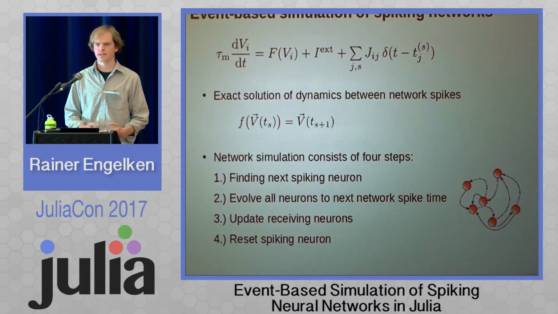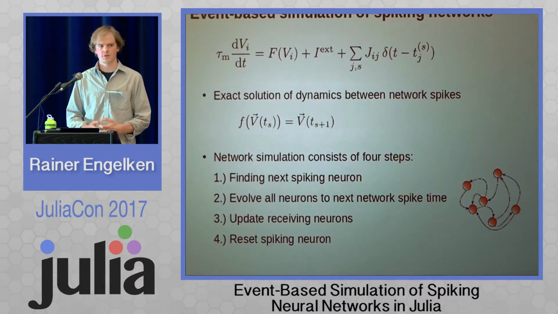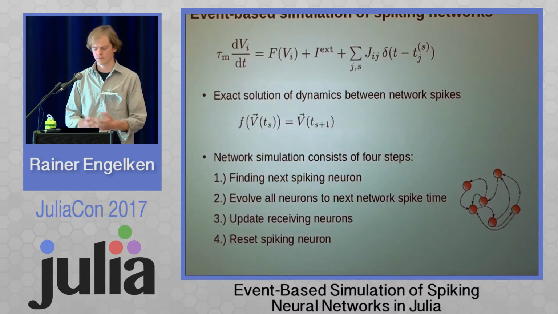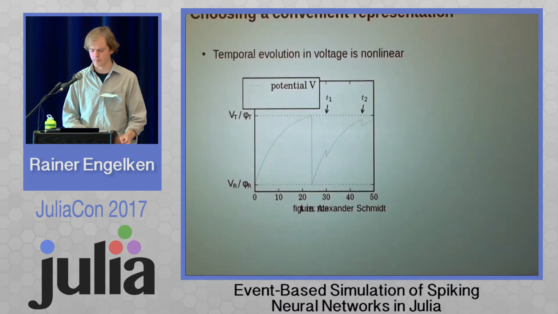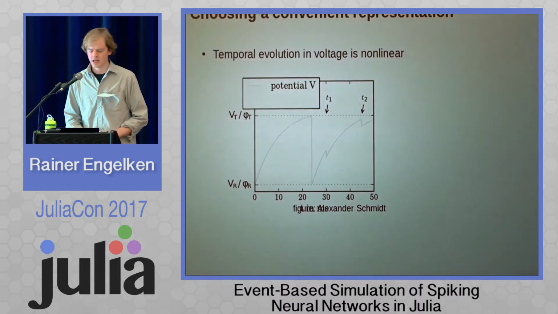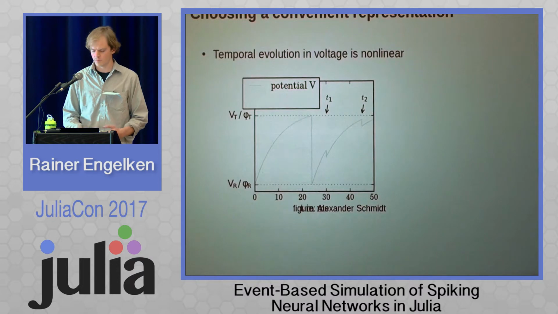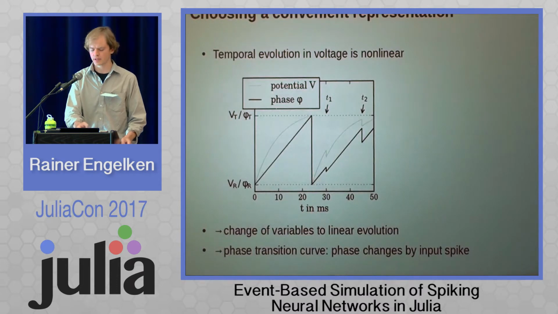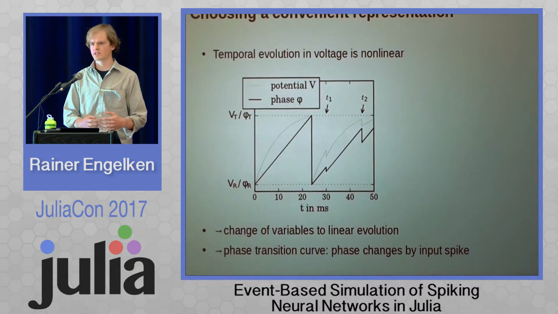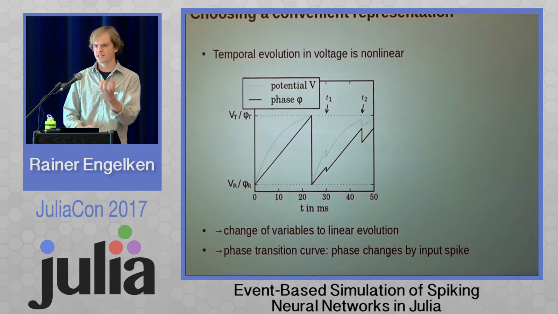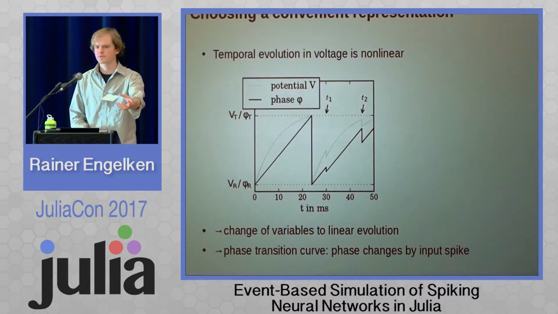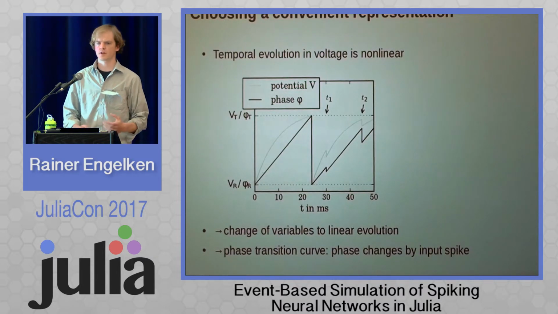So the only ingredient you need is that your single neuron dynamics can be solved analytically from one spike to the next. And so this gets even more convenient if we map the voltage dynamics, which is nonlinear in time, to a linear dynamics. So instead, we move from voltage to phases phi, and then the evolution forward is trivial. We just have to add the phase difference, and the only non-trivial step is if a neuron receives an external pulse, we have to move back to the voltage representation and go back to the phase representation. And this is called a phase transition curve.